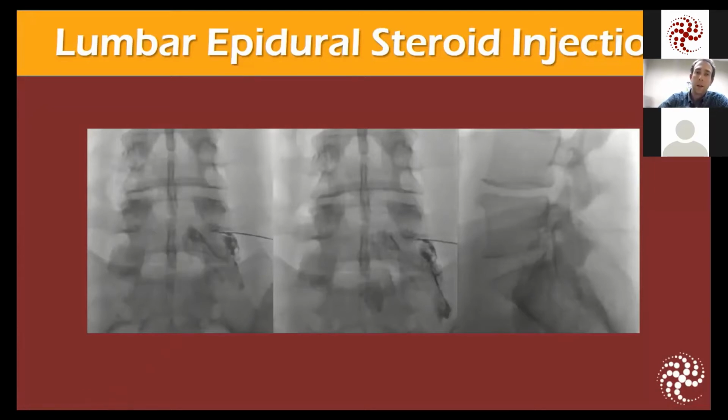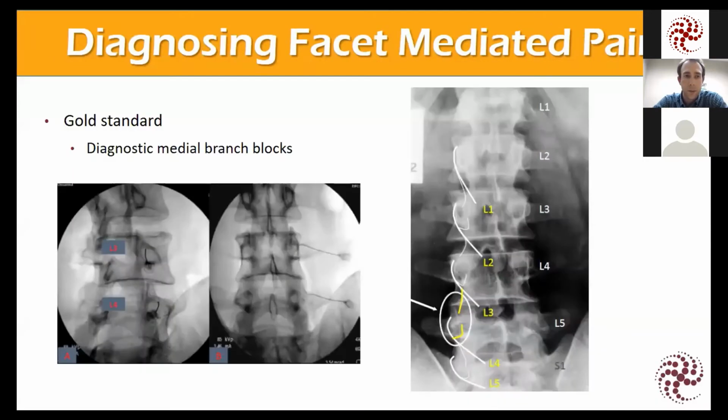Now, beyond these disc injuries, we talked earlier about other common sources of subacute and chronic back pain, which are the facet joints. And again, imaging correlates very poorly with facet-mediated pain, and the gold standard of diagnosing facet-mediated pain are these diagnostic medial branch blocks.